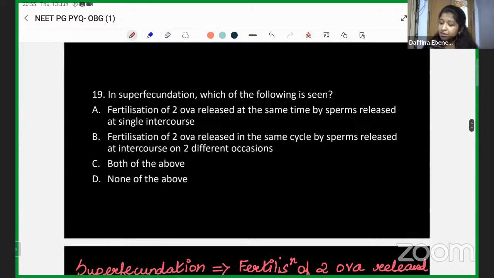The answer for this is fertilization of 2 ova released in the same cycle by sperms released at intercourse on 2 different occasions. That is the answer.